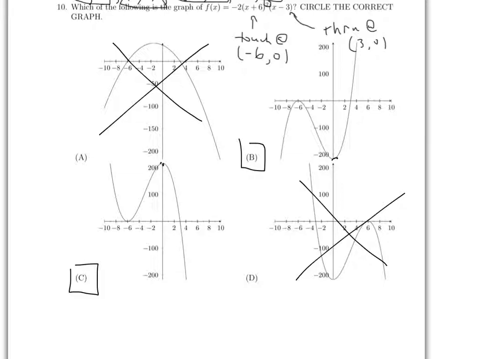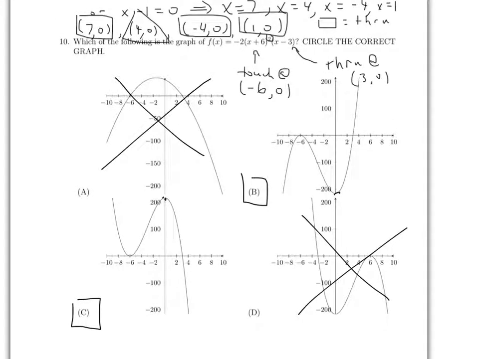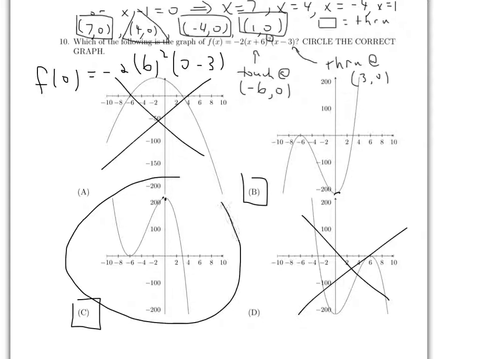So the y-intercept is something else that's easy to calculate. So let's calculate our y-intercept, and we'll know which one it is. The y-intercept, remember, happens when you put 0 in for x. So if I put 0 in for x, I'm going to have negative 2 times 6 squared times 0 minus 3. So if you do this calculation, you'll find out that the answer is positive 200 and something. So this guy has a y-intercept that's positive 200 and something, and so this must be the right answer.